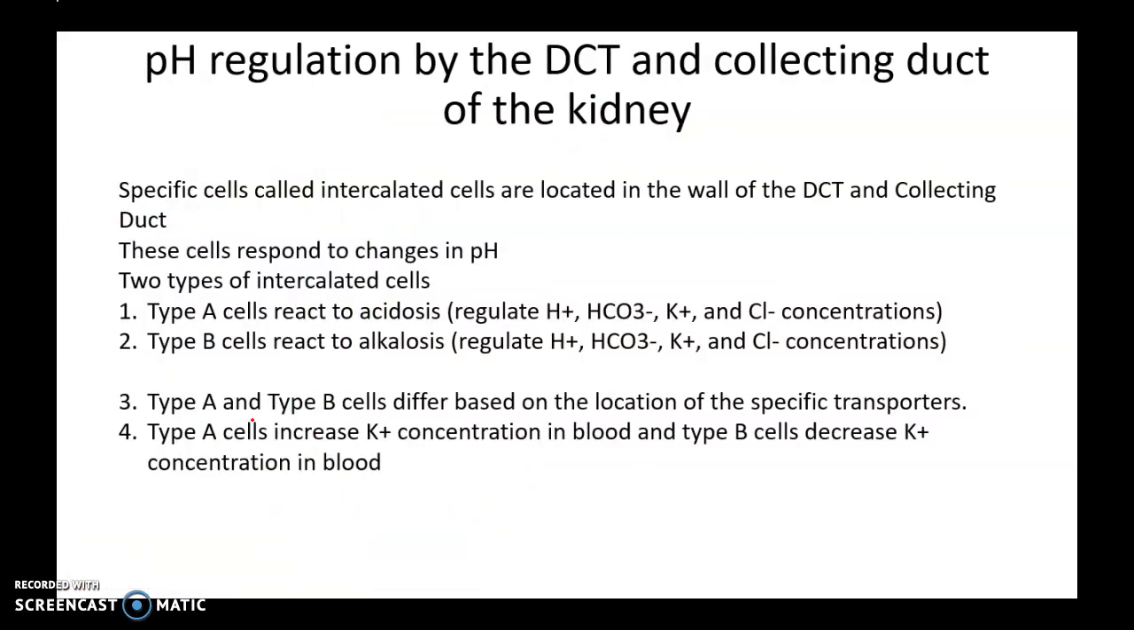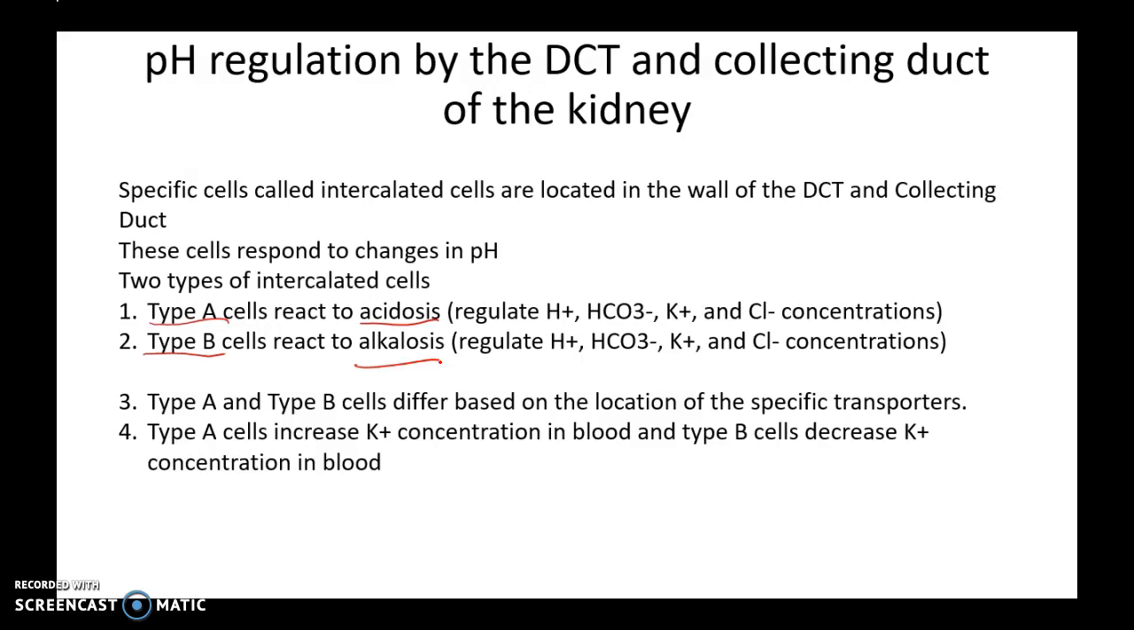pH regulation by the distal convoluted tubule and the collecting duct. Easy thing. Now, there are specific cells called intercalated cells that are located in the walls of the distal convoluted tubule and collecting duct, and they respond to changes in pH. There are two types of intercalated cells. We have type A and type B. Please remember that type A reacts to acidosis, type B reacts to alkalosis. And typically these two types of cells regulate hydrogen ion, bicarbonate ion, potassium and chloride ion concentrations.